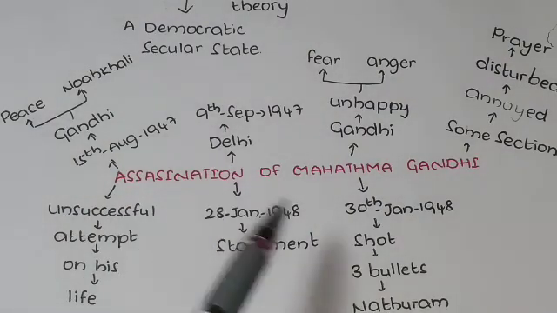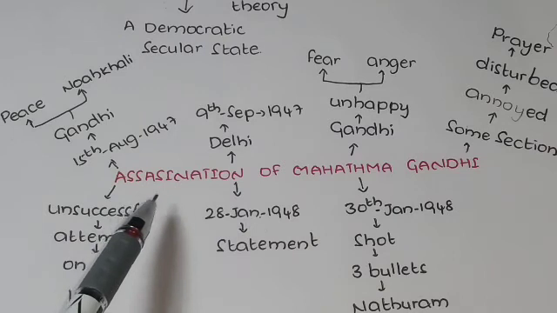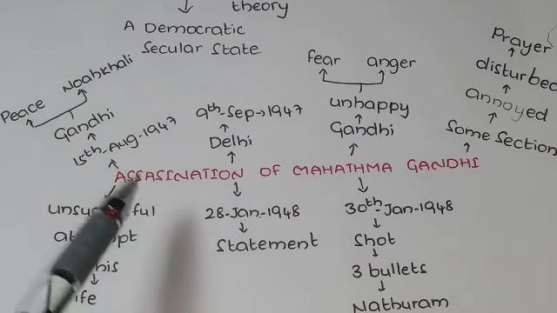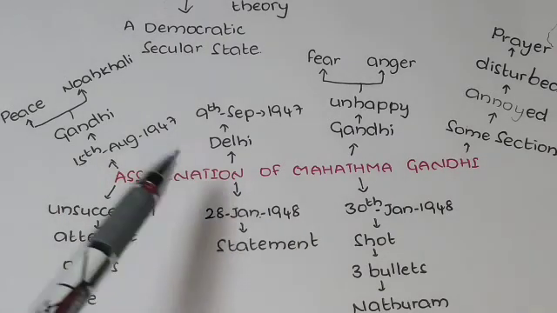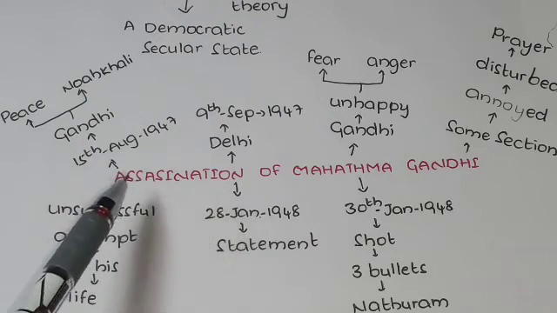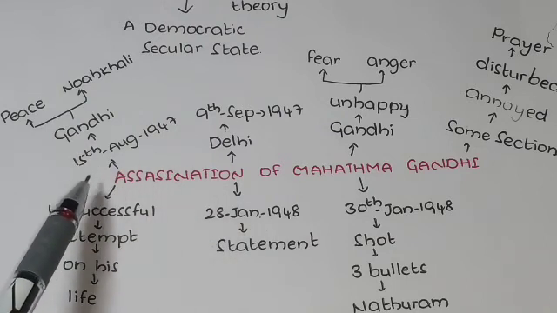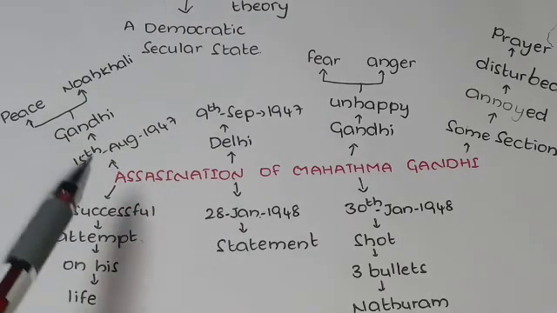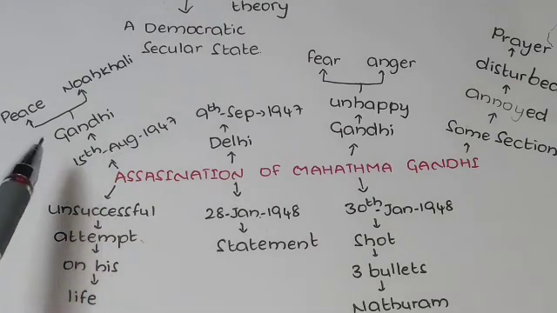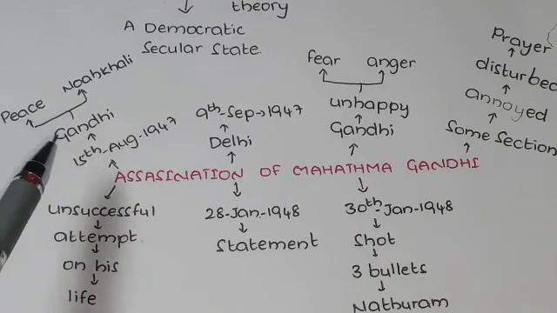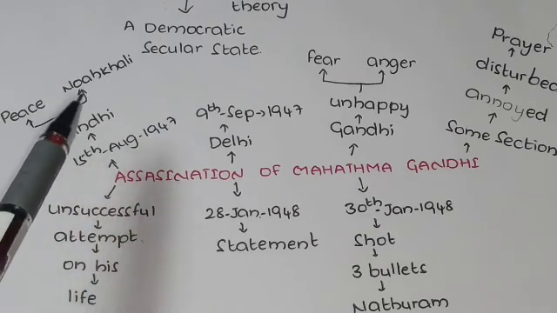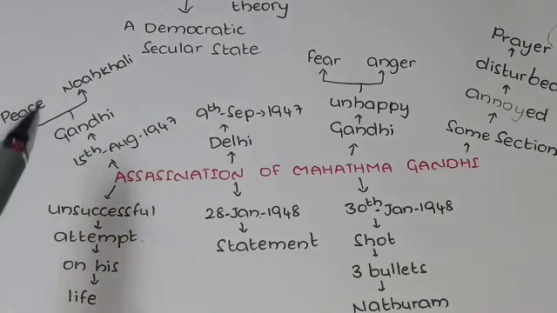Assassination of Mahatma Gandhi. The meaning of assassination is killing. So Mahatma Gandhi was killed, and that is the topic we are going to discuss. On 15th August 1947, Mahatma Gandhi, father of the nation, was trying to bring peace. We already know that India was divided into two parts, and some areas were facing mass violence.